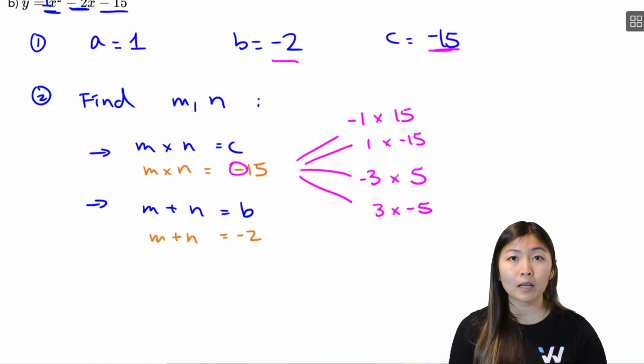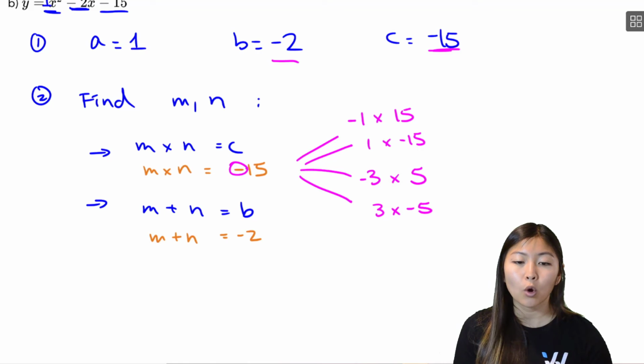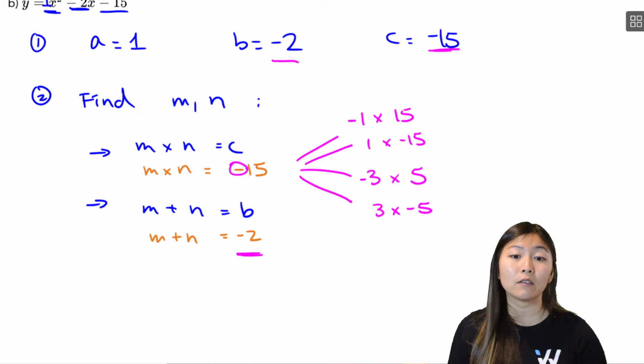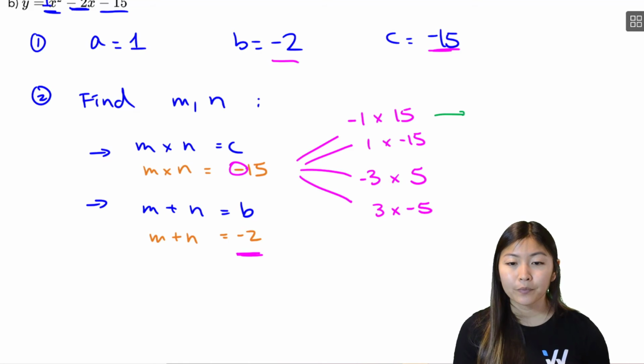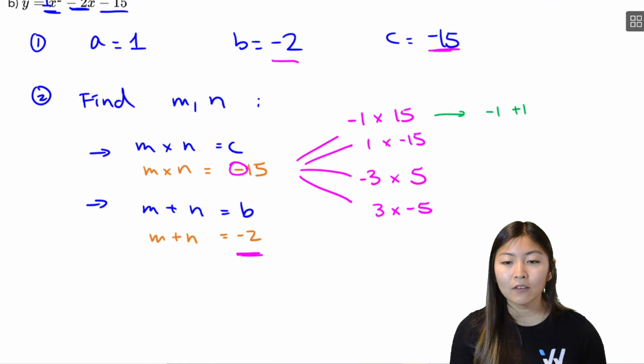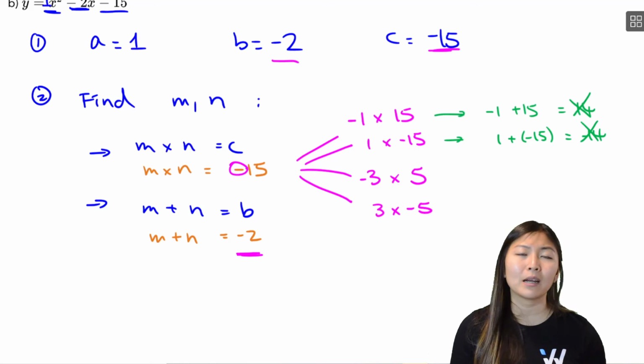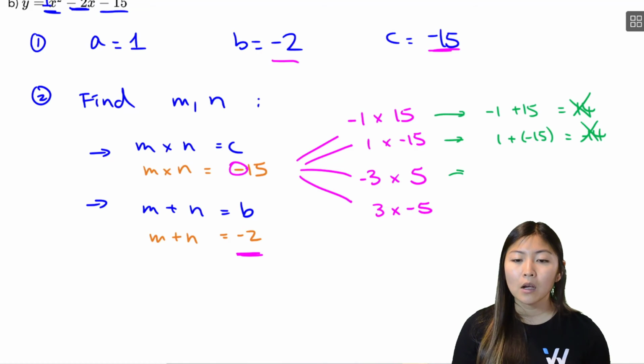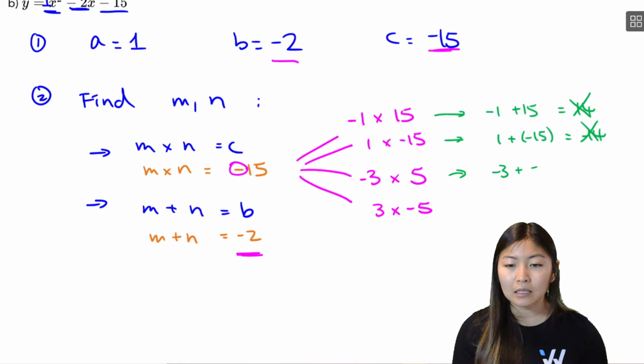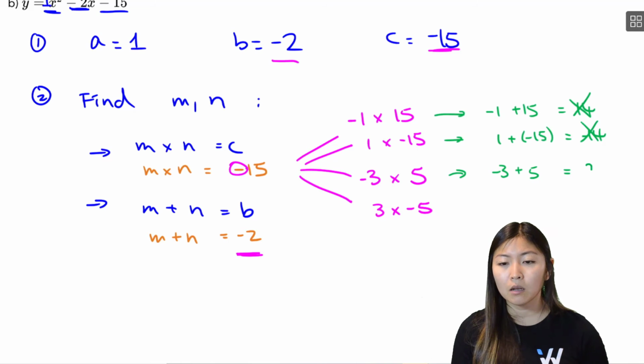Now, within these 4 possibilities, we need to figure out which two of these add to -2. So let's take a look here. First option, if I add -1 and 15, I'm going to get 14. That's not right. If I add 1 and -15, I'm going to get -14. Again, that's not right. I need -2. Let's keep going. What if I add -3 plus +5? Well, that's going to give me +2.